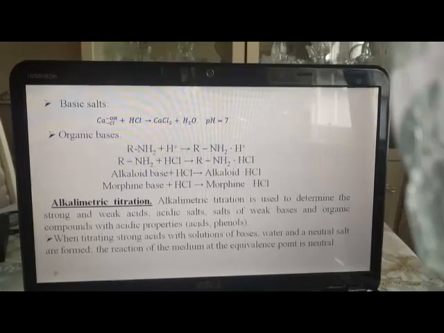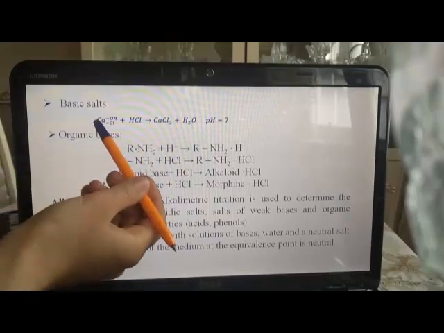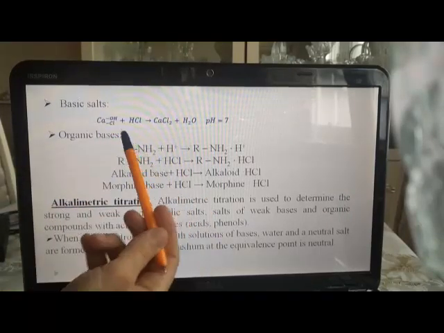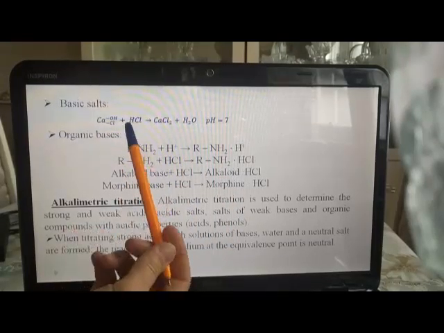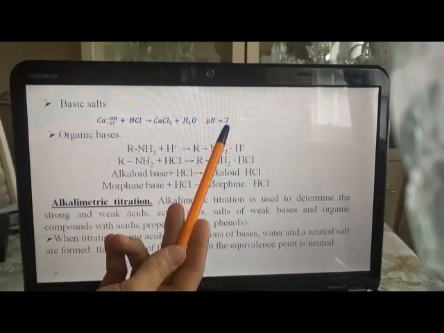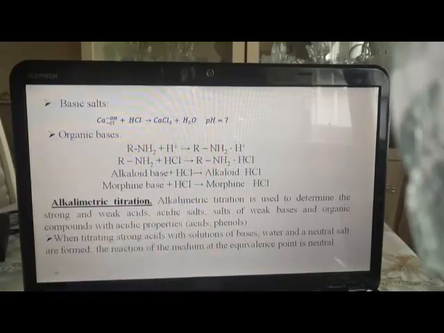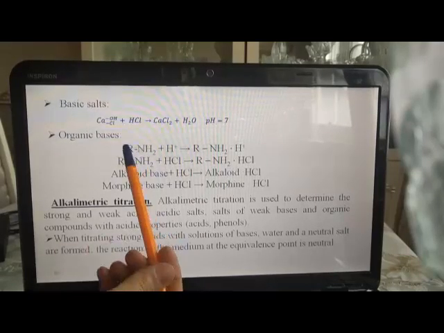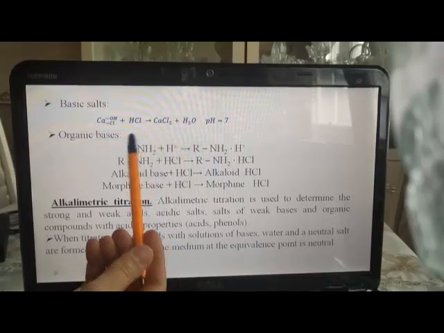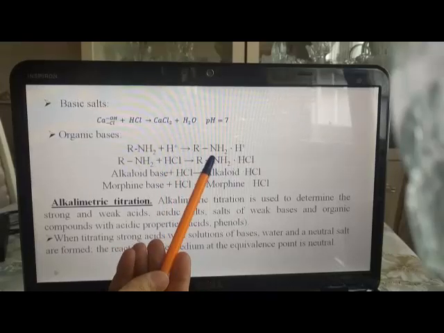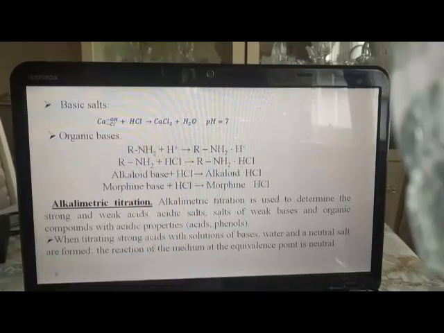For titration of the basic salts, for example calcium hydroxychloride, the reaction is represented in this form with strong hydrogen chloride acid, and the pH is equal to 7. Organic bases. From the organic bases, for example, a radical NH2 amine, some amines, plus hydrogen chloride, salts are formed in the reaction. The reaction of the medium at the equivalence point is neutral.